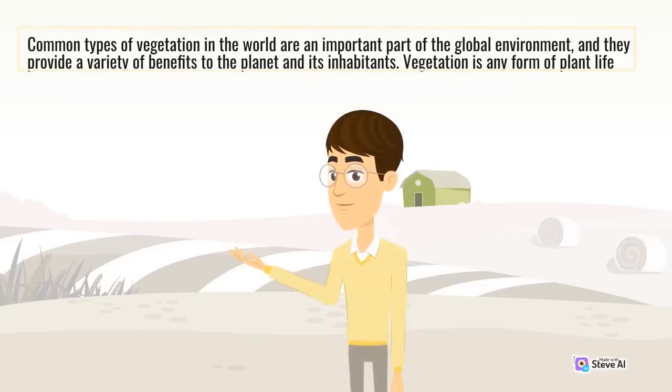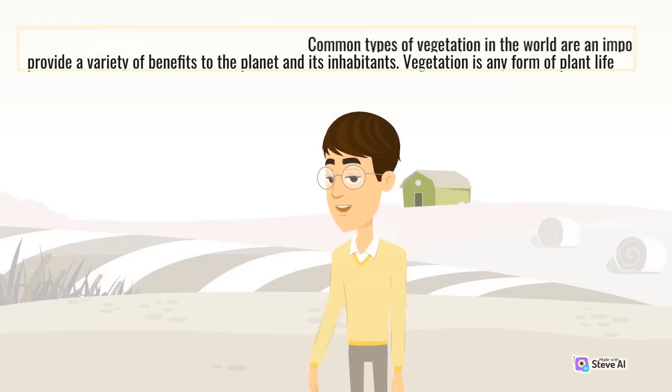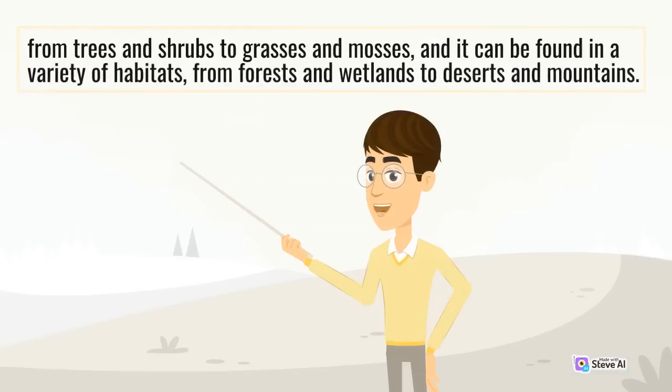Common types of vegetation in the world are an important part of the global environment, and they provide a variety of benefits to the planet and its inhabitants. Vegetation is any form of plant life, from trees and shrubs to grasses and mosses, and it can be found in a variety of habitats, from forests and wetlands to deserts and mountains.